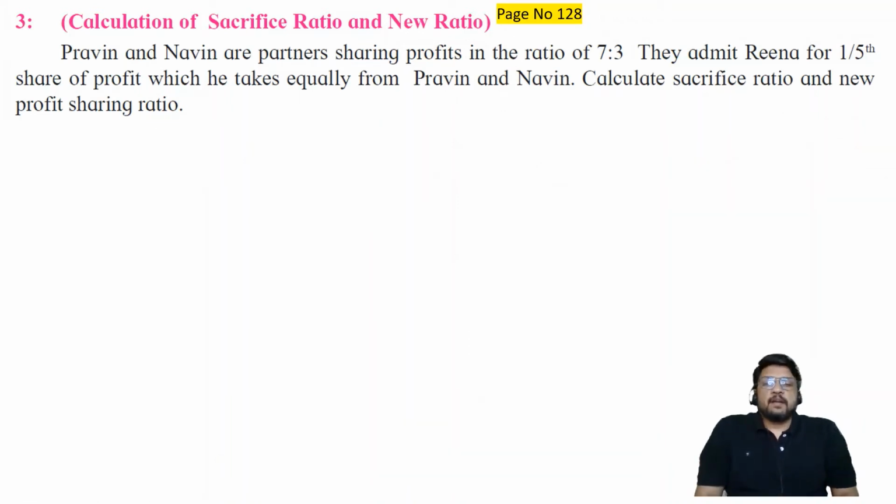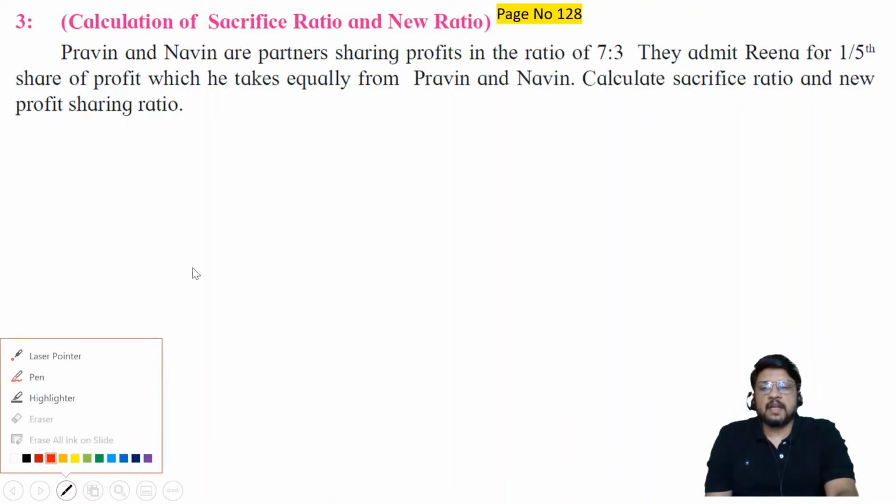Okay, Praveen and Naveen are partners sharing profits and losses in the ratio of 7:3. So their PSR is 7:3. They admit Reena for 1/5 share of profits, which he takes. Now actually the name is Reena, so the word should have been she, but it's okay. Let us assume that this Reena is a male. He is having a very special name. They admit Reena for 1/5 share of profit, which he takes equally from Praveen and Naveen.